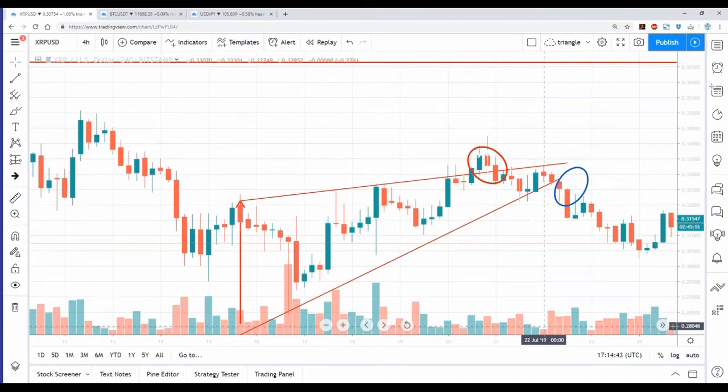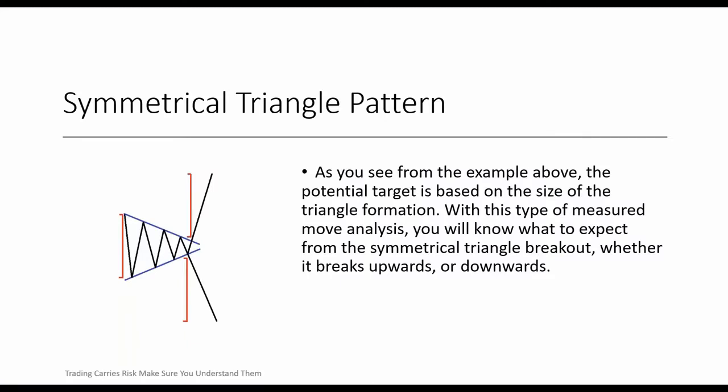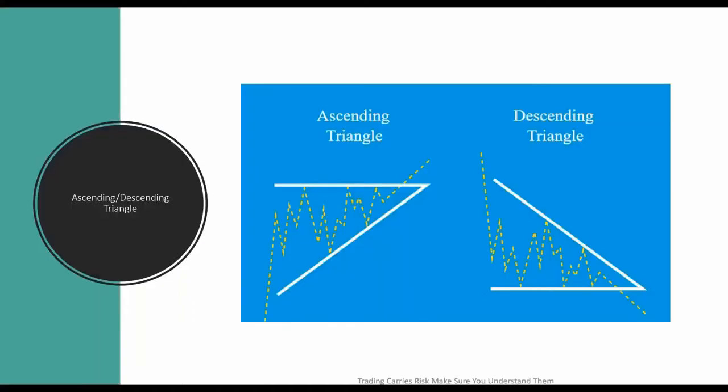So before we talk about how we would calculate this breakout, let's go back and quickly talk about the other types of triangles. So as you see from the example, the potential target is based on the size of the triangle formation. With this type of measured move analysis, you will know what to expect from the symmetrical triangle breakout, whether it breaks upward or downward. Then we go on to ascending and descending triangles.